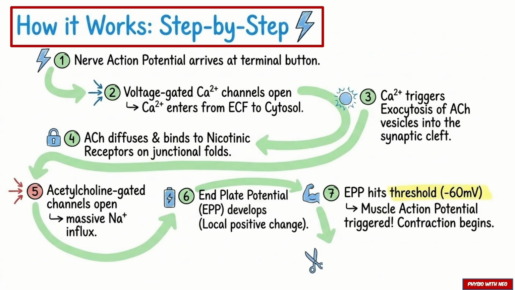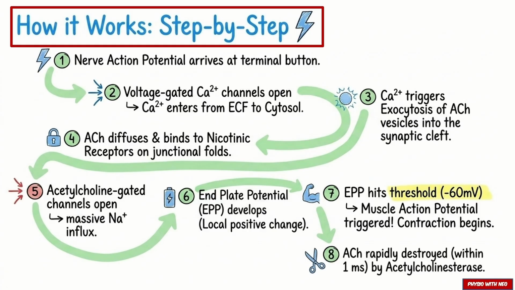When this end-plate potential reaches a threshold, that is minus 60 millivolts, it triggers the muscle action potential and the contraction begins. Immediately after that, acetylcholine is rapidly destroyed by acetylcholinesterase. If you can remember this sequence, you have mastered the physiology of the neuromuscular junction. Now pause this video and try to recall the sequence without looking. Can you name all 8 steps?